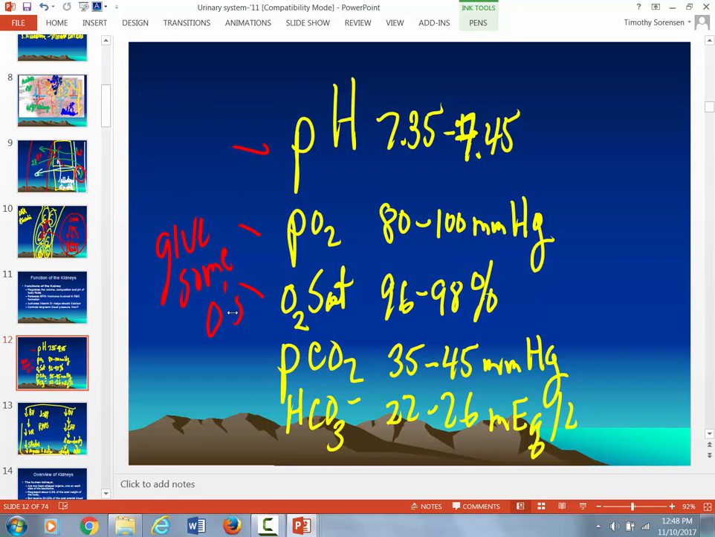So if they're lower than normal, give them some O's. Now, the two things that ultimately determine the pH of the blood, and I've been trying to ram them into your skull, are PCO2, which is controlled by the respiratory system, and bicarbonate, which is controlled by the kidneys. Are you with me, guys? All right. So what I'm going to do is walk you through how you interpret an arterial blood gas, and then I'm going to give you a couple of examples, okay?